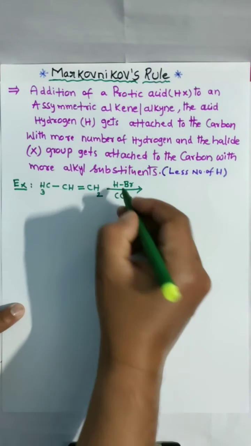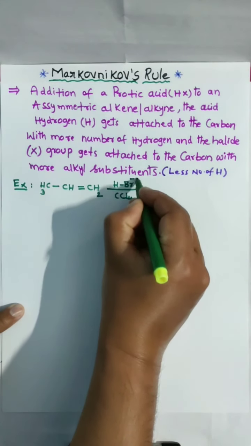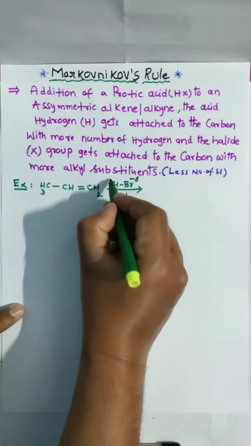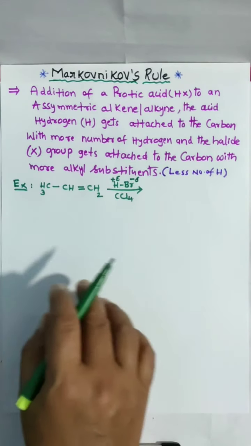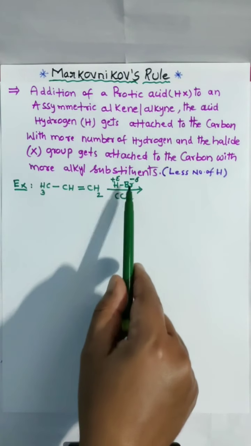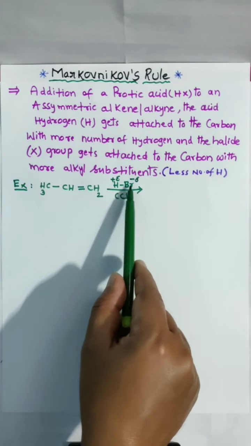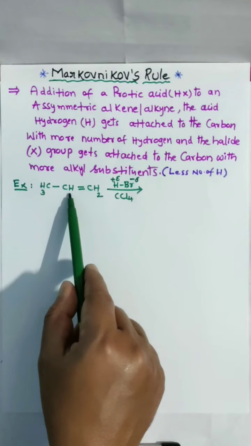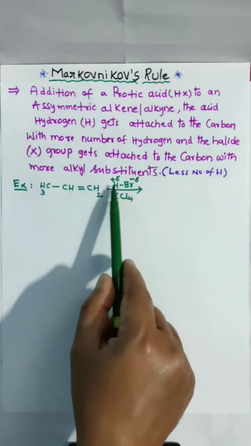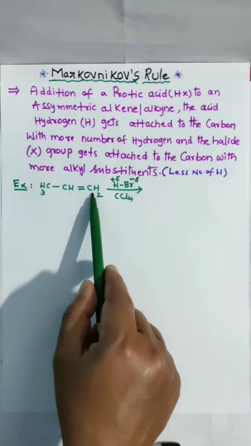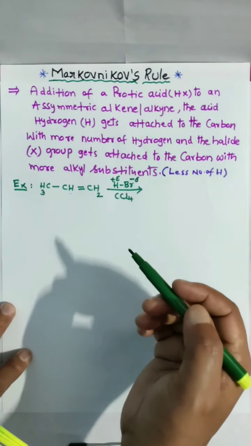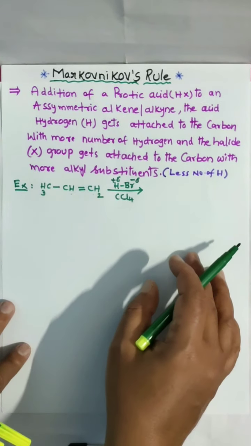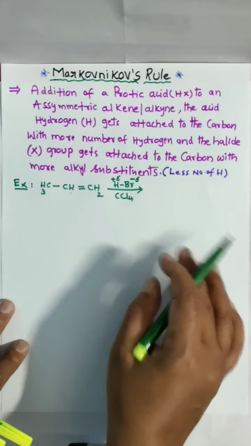You know halogens are more electronegative. This is delta minus and this is delta plus. Now Markovnikov's rule explains that the negative part is attached where the lesser number of hydrogens are present, and hydrogen is attached where more number of hydrogens are present. But here you are getting two products: one is the major product, another is the minor product.